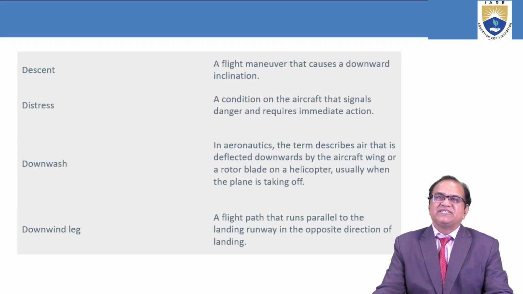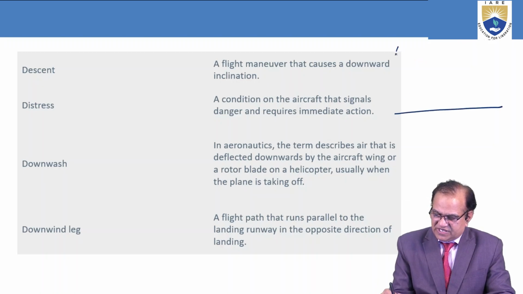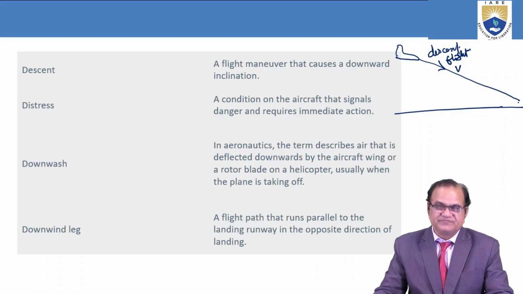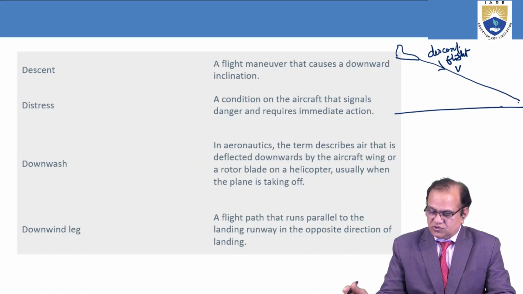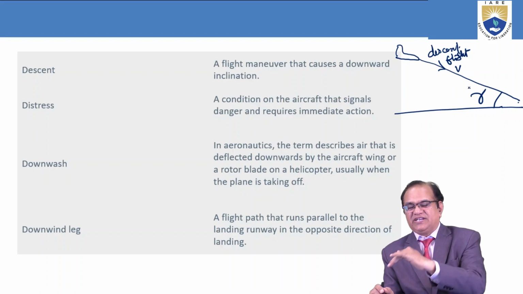Now we will discuss descent. Just now we have seen that if this is the ground and your aircraft is here, it is starting like this. So this flight is called the descent. Descent flight: a flight maneuver that causes a downward inclination. So downward inclination, this is called the descent.